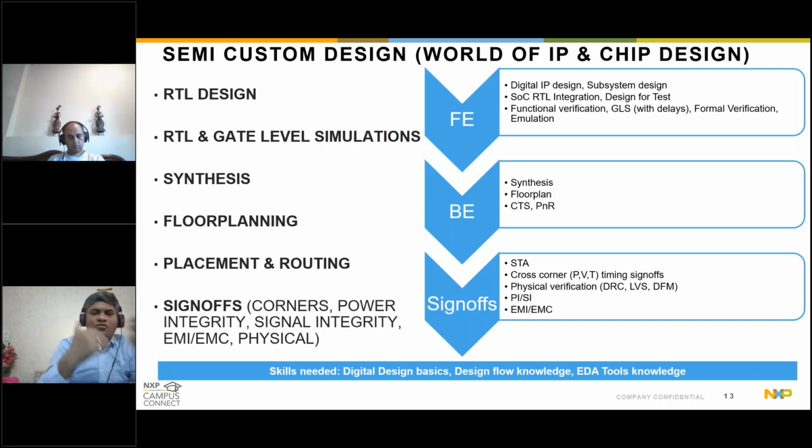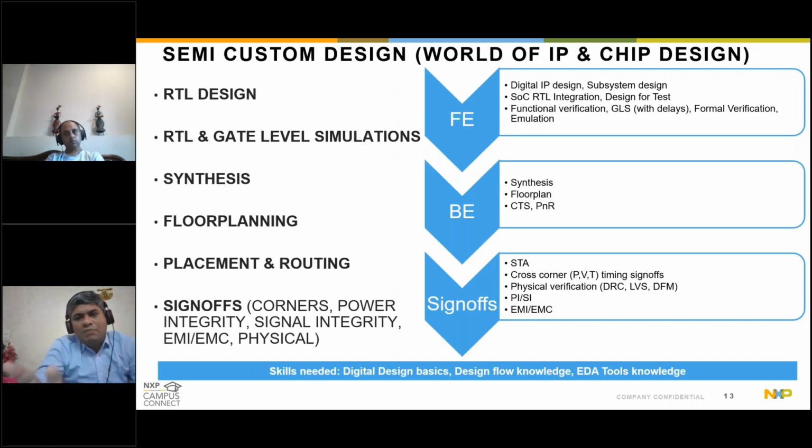But here we are talking of front end and back end more from a handoff point of view. Somebody does the job before the other guy can do. So the guy who is doing the job first is the front end guy. The guy who is doing the job later is the back end guy. So it is a different parlance here from a cycle time or sequence point of view. In the FE side, we are doing all these digital IP design and subsystem design. Then the SOC RTL integration. Once you have the blocks, somebody has to integrate to make this an SOC. In the end, you need a device, right? A complete chip. So this integration has to happen.